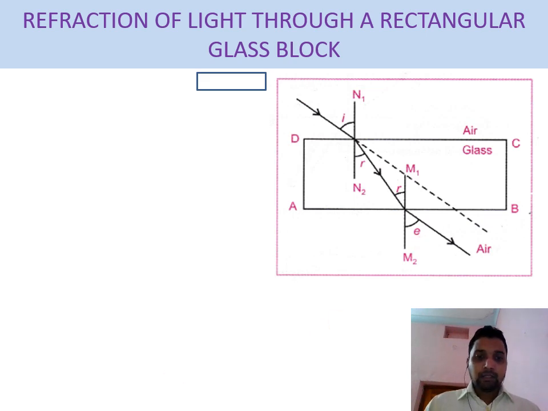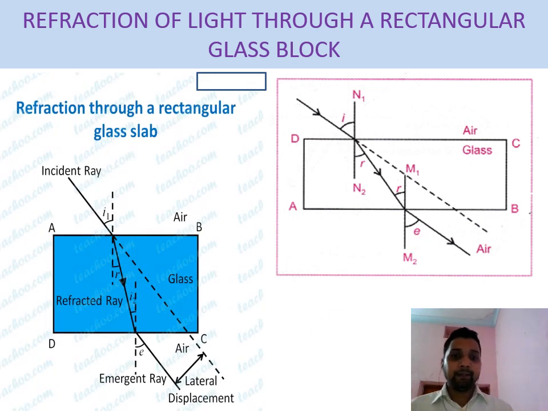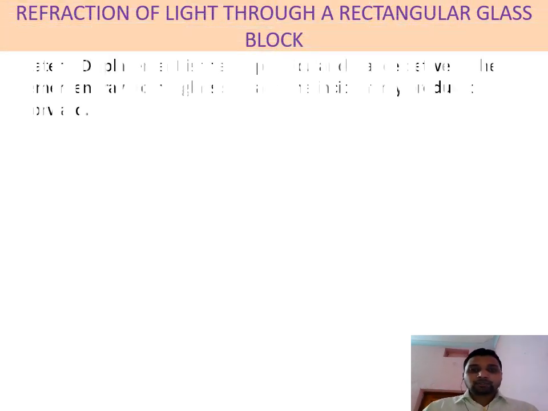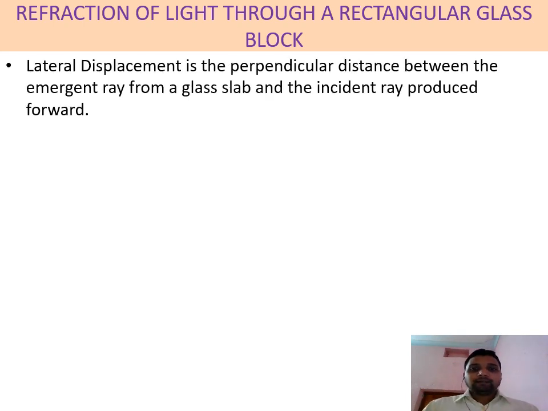And this lateral displacement, here you can see in another diagram, is the perpendicular distance between the emergent ray and the incident ray. This lateral displacement depends upon different factors, so let us discuss on which factors it depends. When the light ray is passing from one medium to another, the perpendicular distance between the actual path of the incident ray and the emergent ray is called lateral displacement.